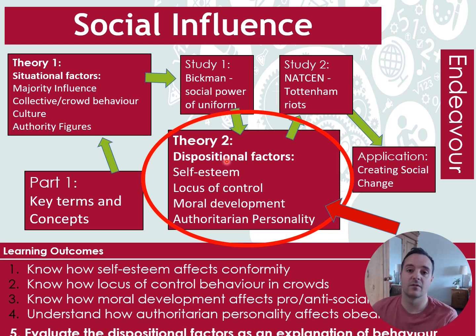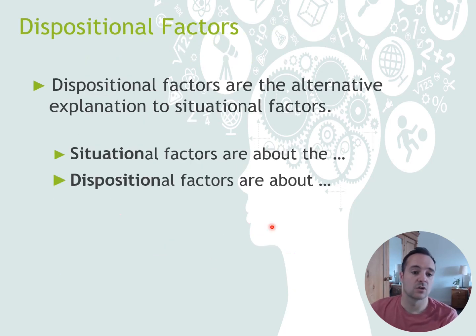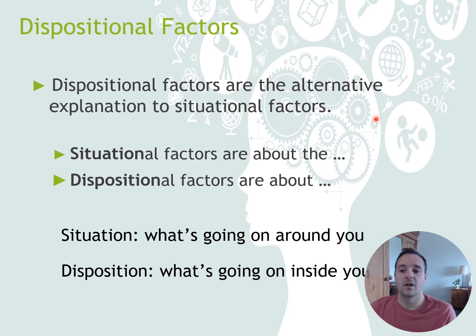Just to give you a little bit of explanation and context for those, basically, they are the alternative explanation to your situational factors. So, as I've already said, situational is about what is going on around you, and dispositional is about what is going on inside you. There are 4 dispositional factors which kind of map onto the 4 situational factors that we already looked at, so you'll have 2 explanations for each of the social behaviours that this topic covers.